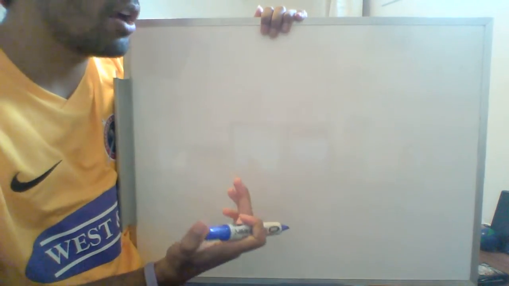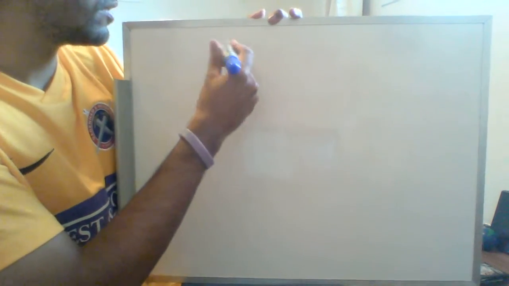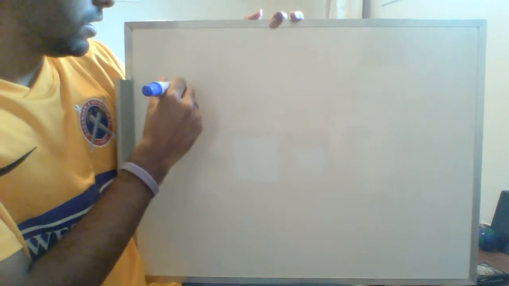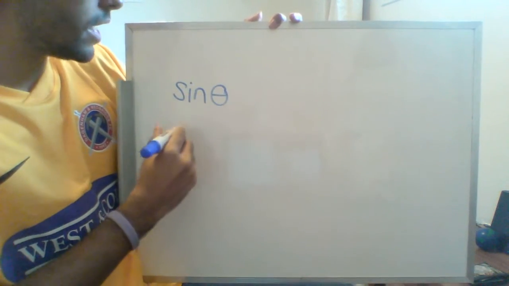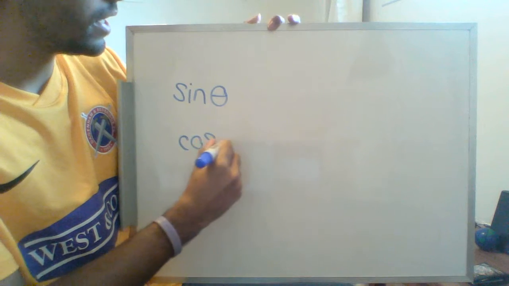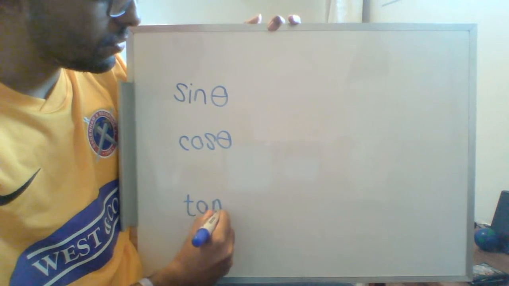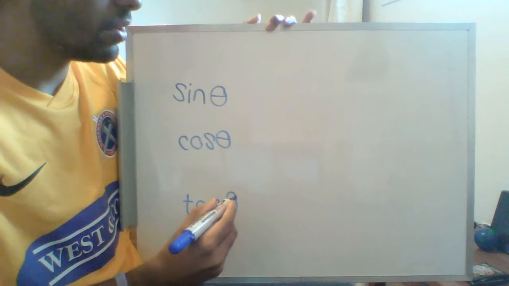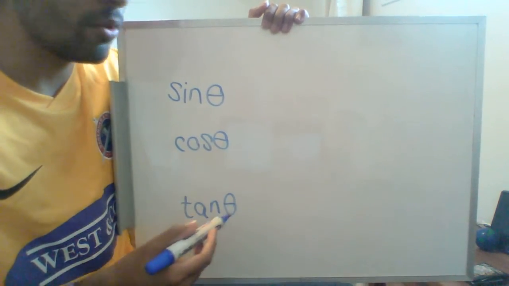Hey guys, so today we're going to be working on a new concept that makes use of the properties that we studied in our previous videos. So we've talked about the trigonometric functions, we've talked about sine, cosine, and tangent, and we're not going to worry too much about the secondary functions, the cosecant, secant, and cotangent.